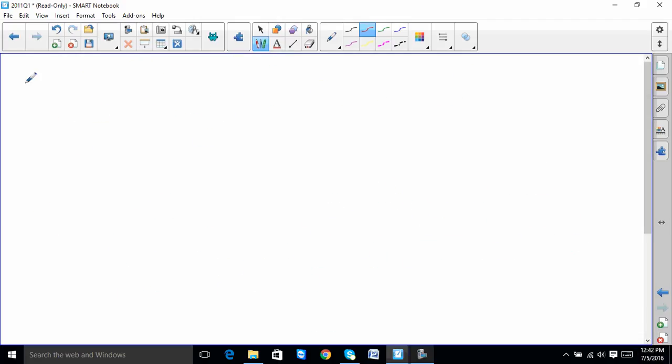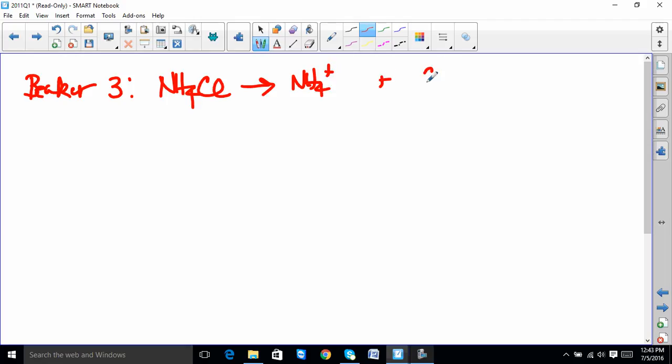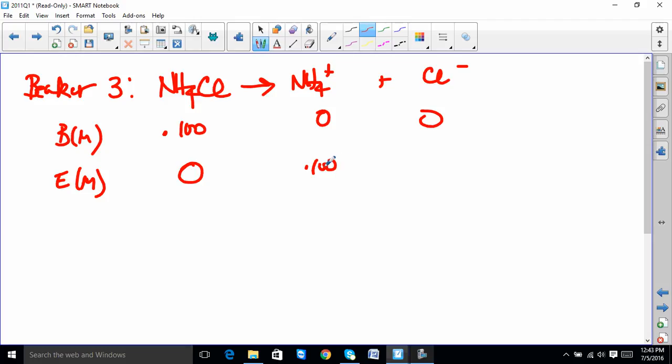I'm going to do beaker 3 first. Beaker 3, nothing happens in beaker 3, because here's what makes this problem difficult. What was in beaker 3? NH4Cl, which dissociates into NH4 plus and Cl minus completely. This is a BE chart if you want to think about it this way. So this was 0.1 molar, 0. This goes completely away. This is 0.1 molar. This is 0.1 molar.